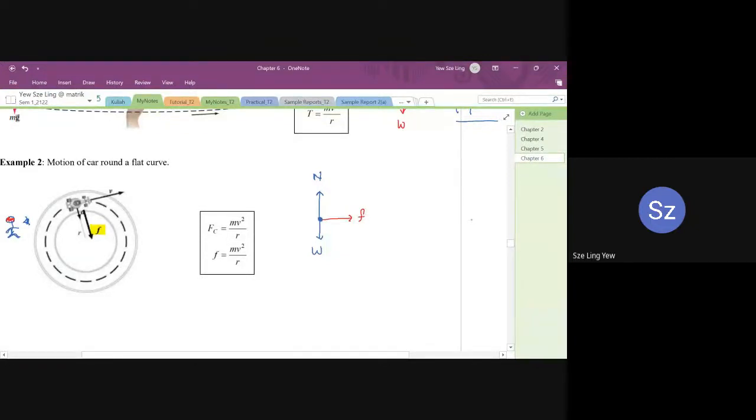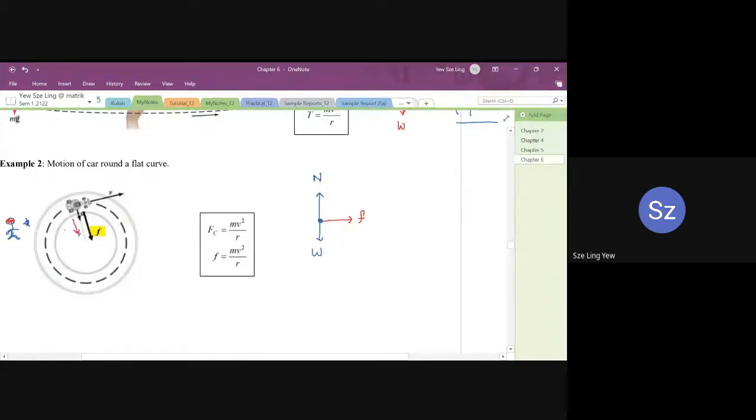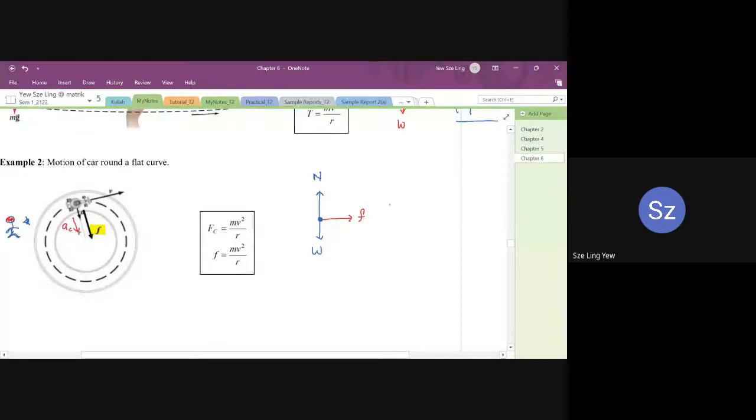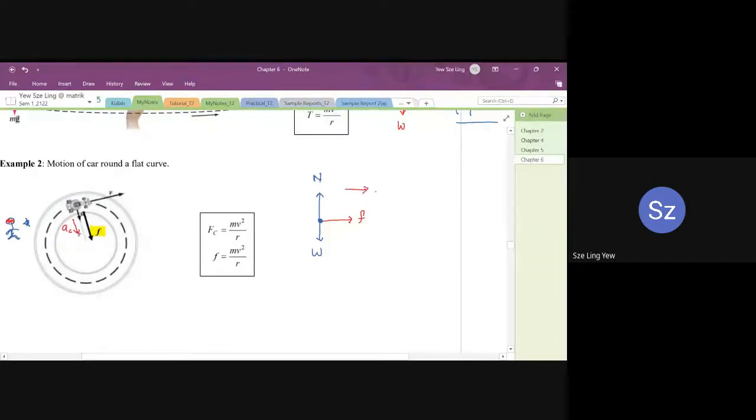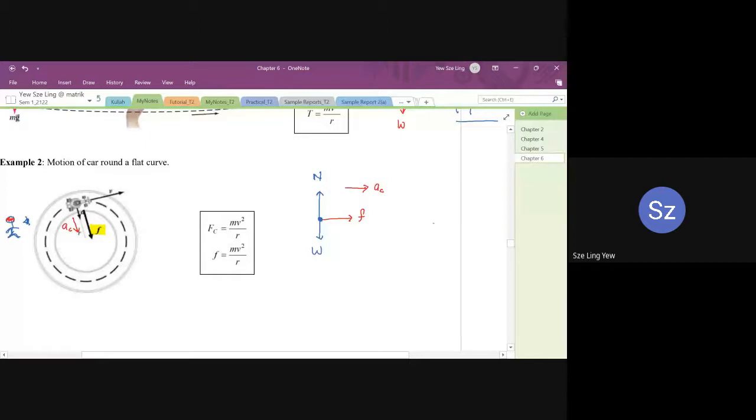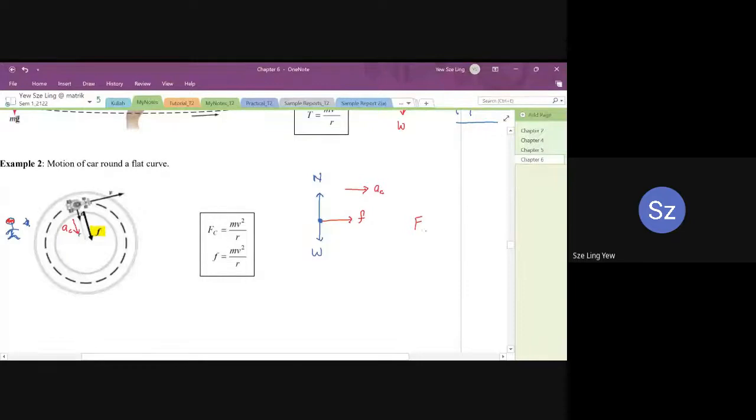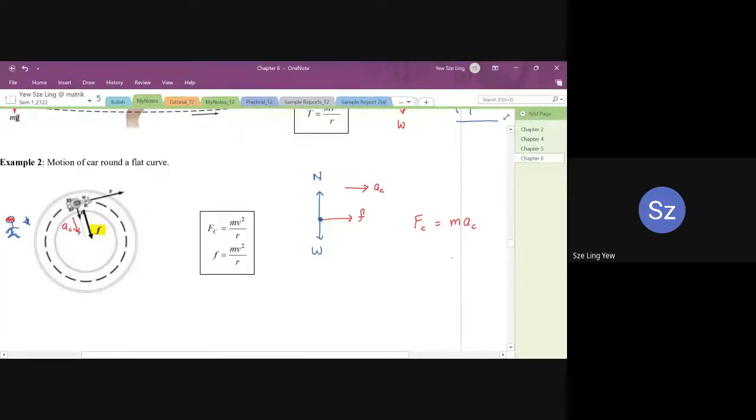And what is the direction of AC? Again, you have an object moving in a circular motion. Therefore, AC is also pointing towards the center. So I'm going to add AC outside my free body diagram. Now that I have a complete free body diagram, I'm going to apply Newton's second law again. So FC equals MAC. This is the second law.